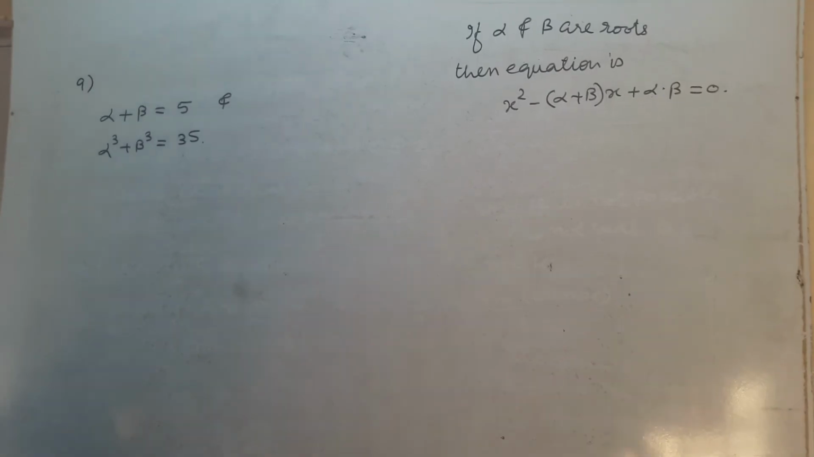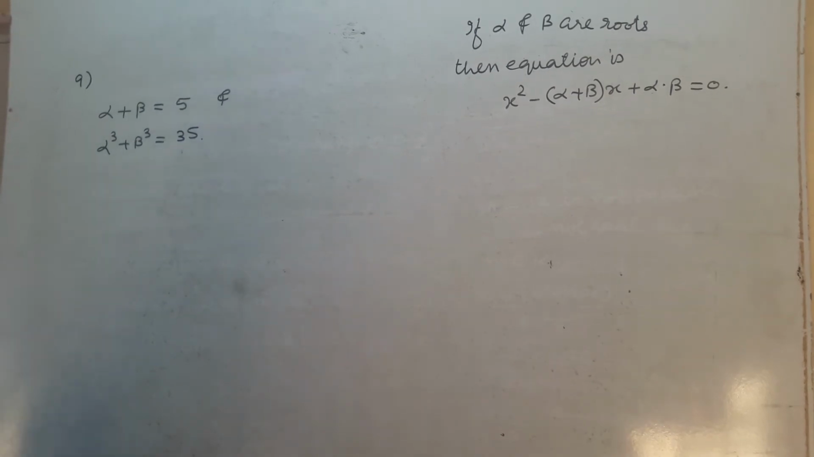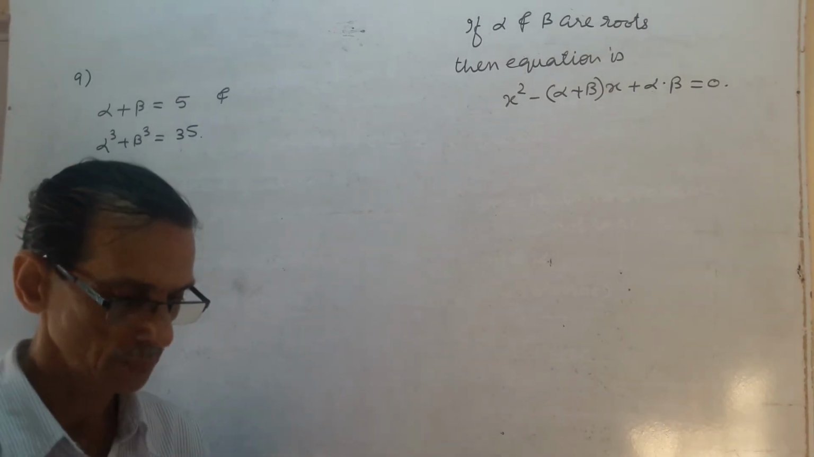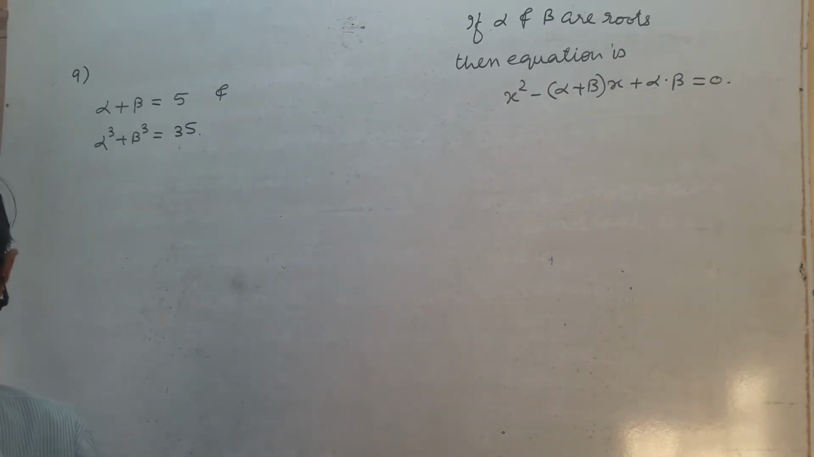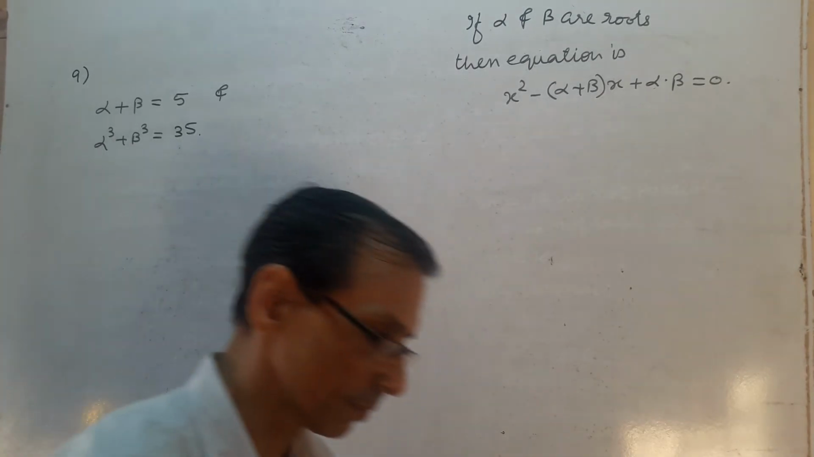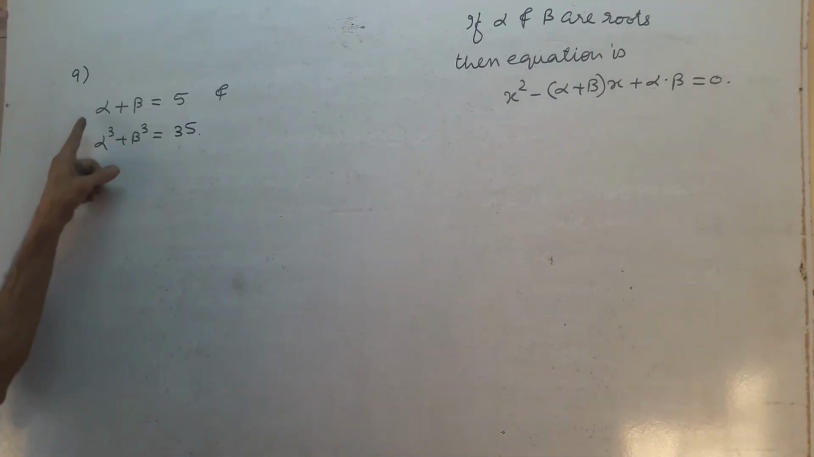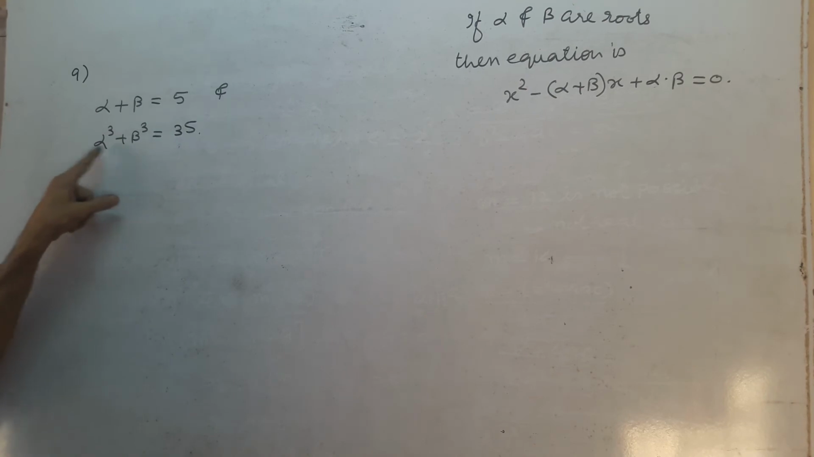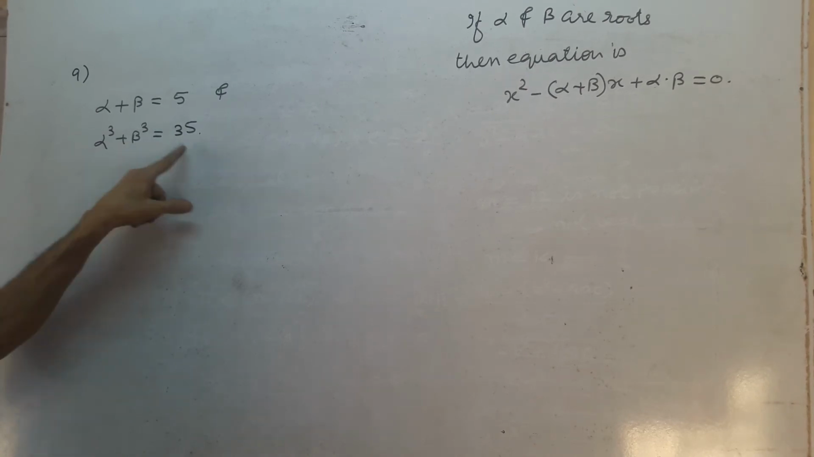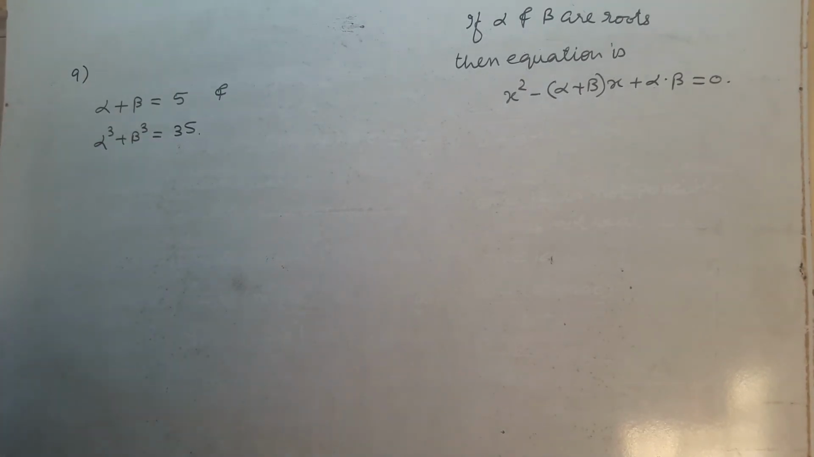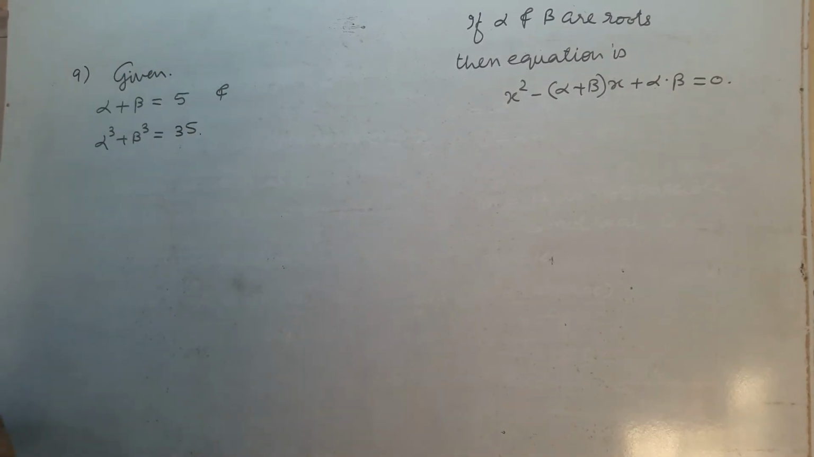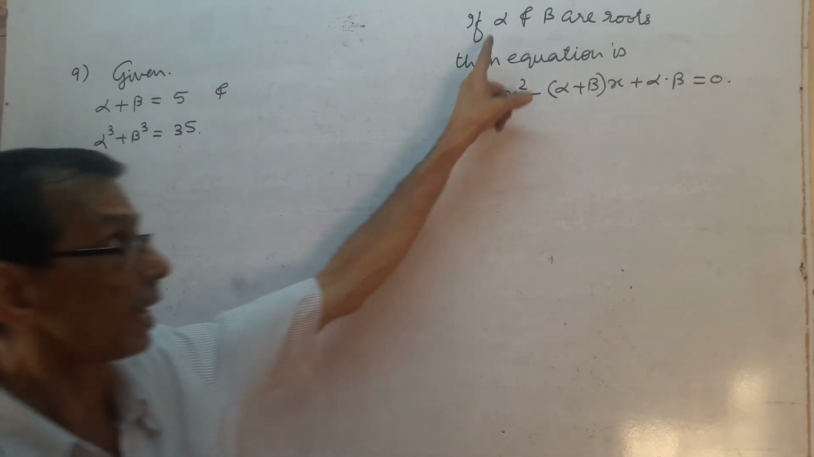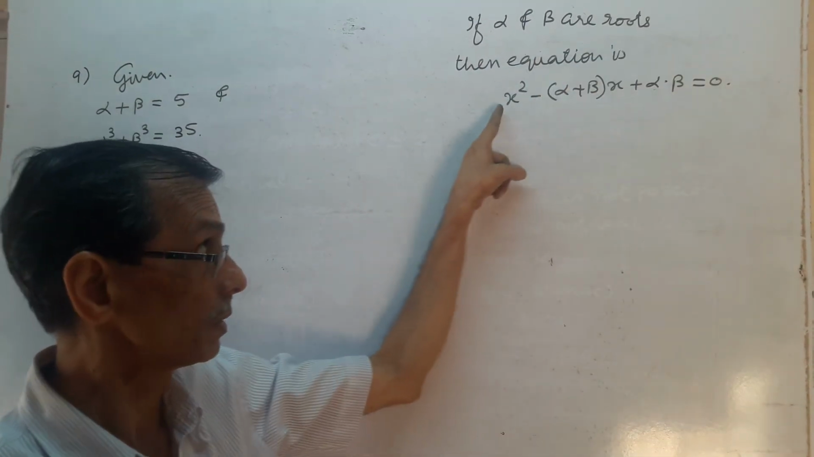Start. Now let us take the 9th sum on page 54. If the sum of the two roots of a quadratic equation is 5, and the sum of the cubes is 35, find the equation. Sum of the roots is 5, and sum of the cubes of the roots is 35. This is given. Find the equation.